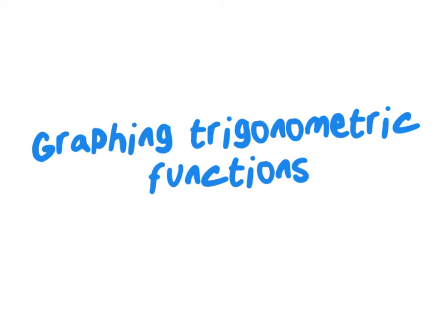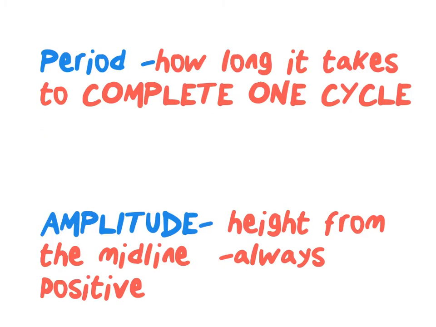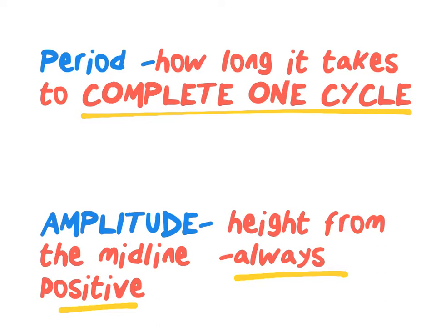All right, we've got a great night on graphing trigonometric functions. So to me, there's two big words you have to understand in order to graph. The first one is period: how long it takes to complete one cycle. I cannot stress this enough. If you don't understand that, then you're pretty much not going to understand how to graph any trig function. The period is the most important: how long it takes to complete one cycle. Amplitude is the height from the midline, and let's make a note that this is always positive.